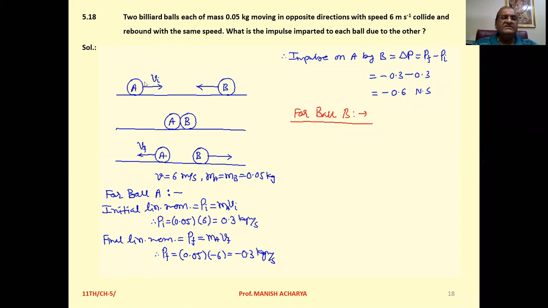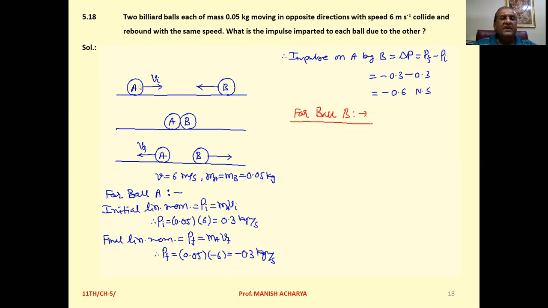So, see the situation. A and B both are moving in opposite direction, means both are moving towards each other. So here first we calculate the impulse on A by B.